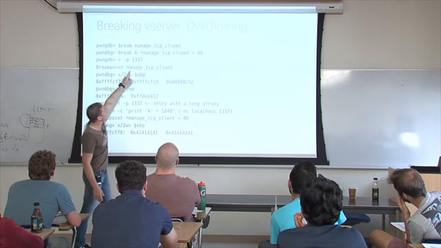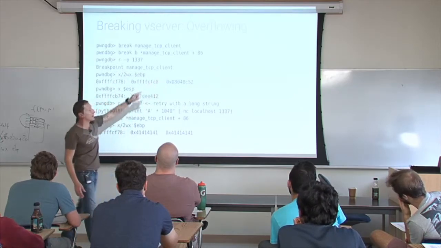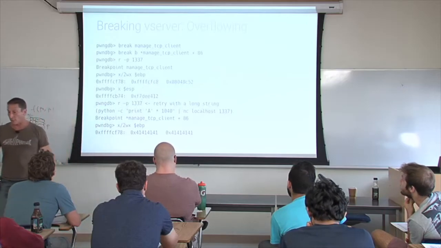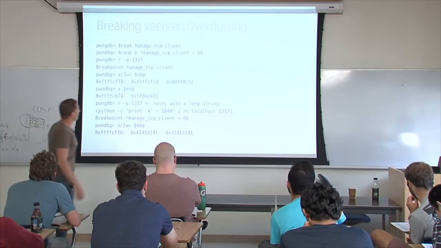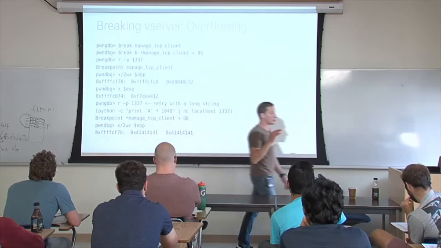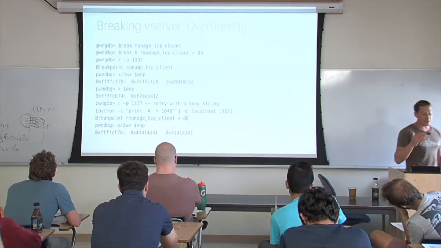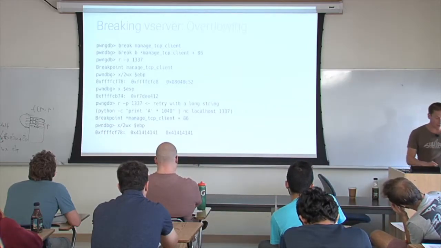And you can say, stop at manage TCP client plus 86. I don't know if 86 is exactly where you are, but the problem is 86 is right after it exits from the loop. And this is very useful.